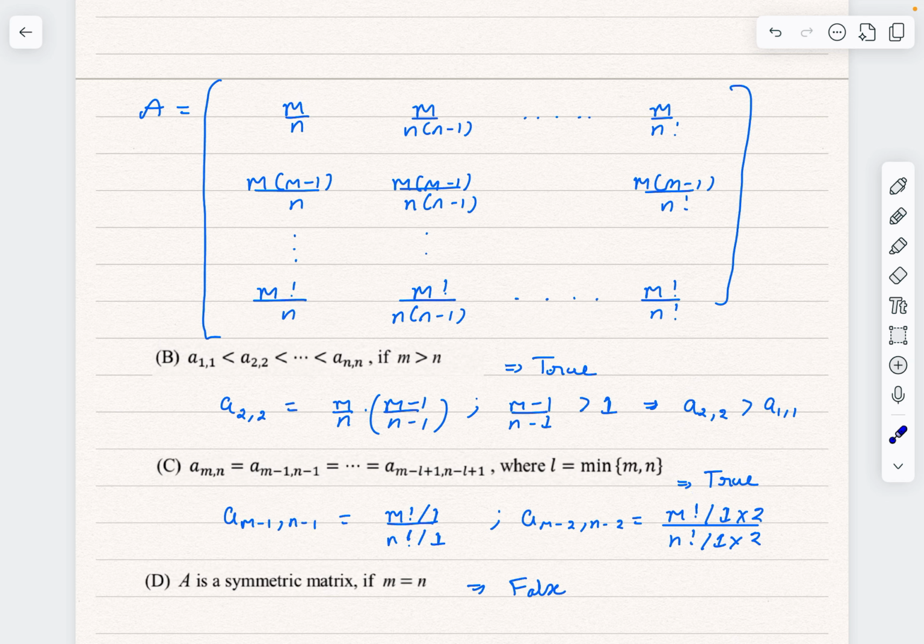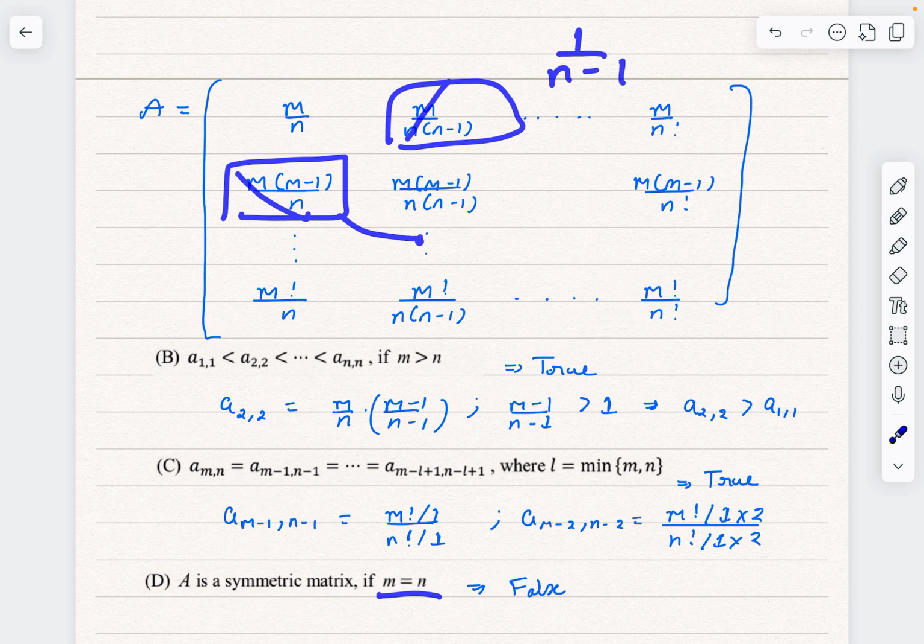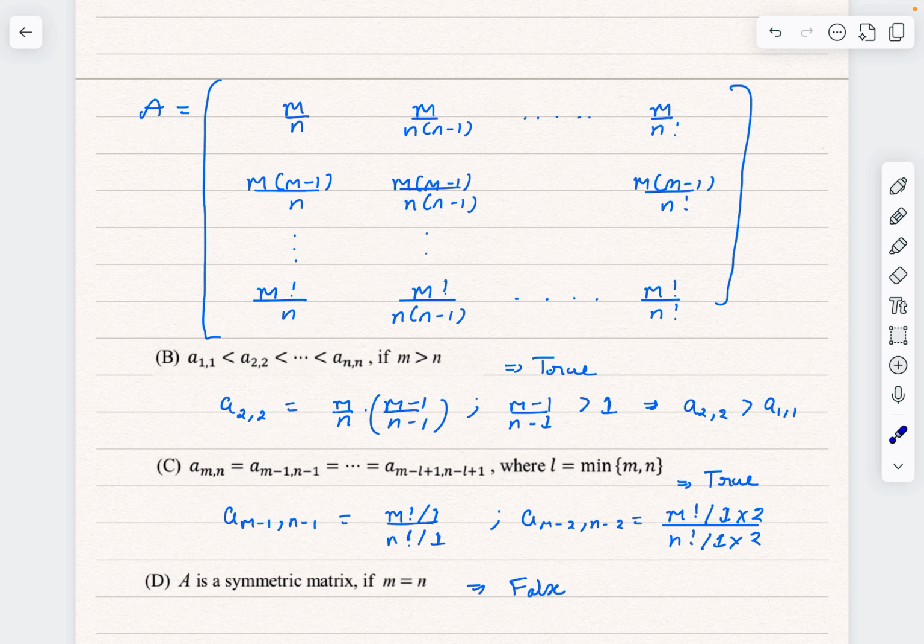And last, is it a symmetric matrix if m is equal to n? See, if m is equal to n, if you just focus on these two elements, this m by n gets cancelled out. But here you get 1 by n minus 1, and here we get m minus 1. Obviously, they will not be equal. So it cannot be a symmetric matrix. So this will be false. I hope it makes sense, guys. So the answer here will be B and C only.